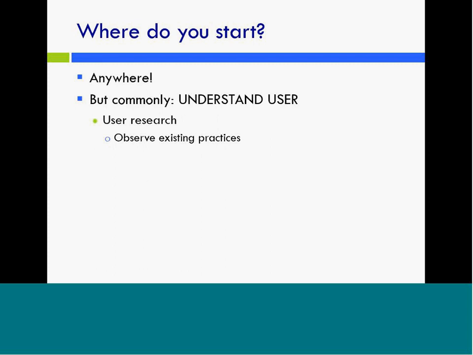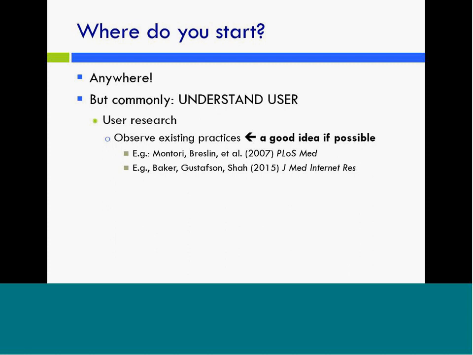Usually you do this by user research, and one of the really powerful ways you can do that is by observing existing practices. I would recommend this if possible, particularly when you want to understand the context in which you would be designing and potentially implementing something. I've listed a couple of papers here. The first is from the group at Mayo Clinic by Victor Montori, and in the mid-2000s, they had a designer by the name of Maggie Breslin working with them, who is just brilliant. This paper describes the process of developing cards that they are now using to help people with diabetes make decisions about their treatment.